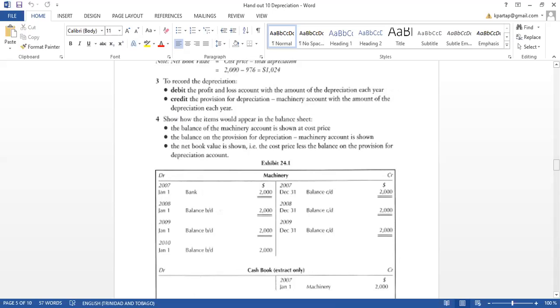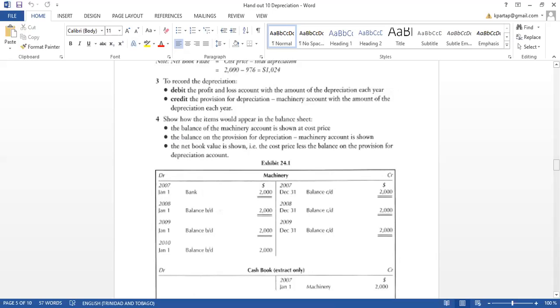Now, when we carry down a balance, we know that we have to bring it forward into the next year. So 2008, January 1st, we have balance brought down. The same machinery, $2,000. And the same thing goes on the end of 2008. We need to carry down the balance to 2,000 and then bring it forward into 2009. And again, 2009 at the end, we carry it down and then we bring it forward into 2010. So you realize the value on that machinery account is not changing.